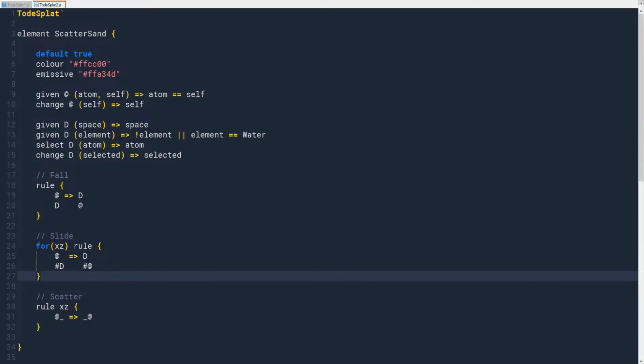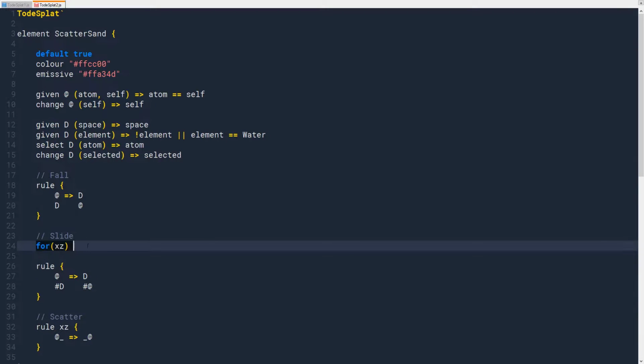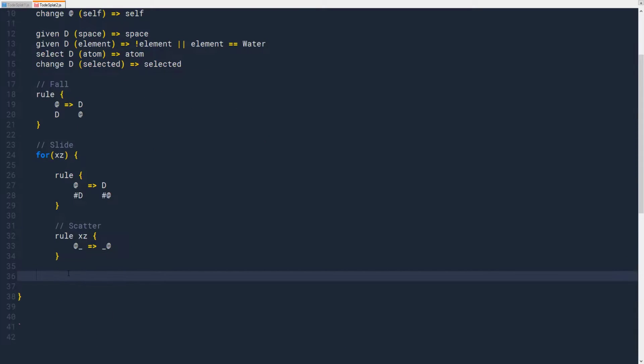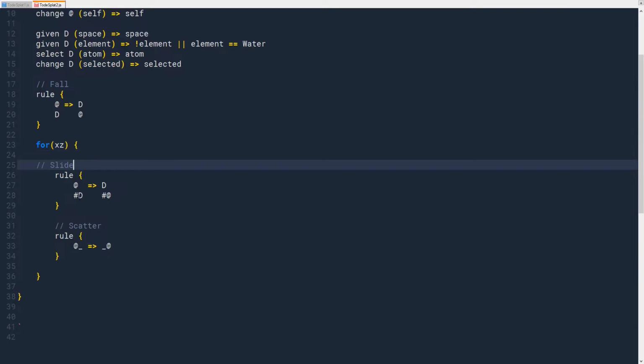And in the long term, I want this for thing to be a bit more like a control structure. So you should be able to put, say, two rules in the middle, and it would run those rules, like this one and then this one, in every single possible reflection of XZ and keep going, and it will do the first one that works. But that's probably a long way off.